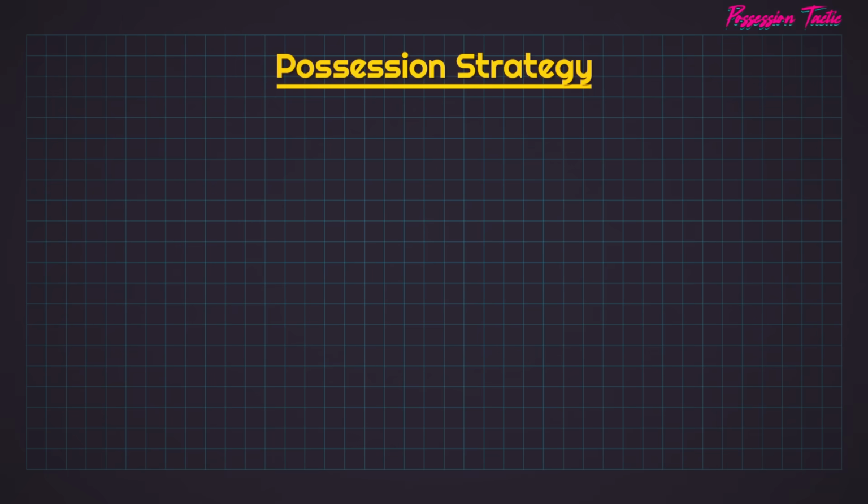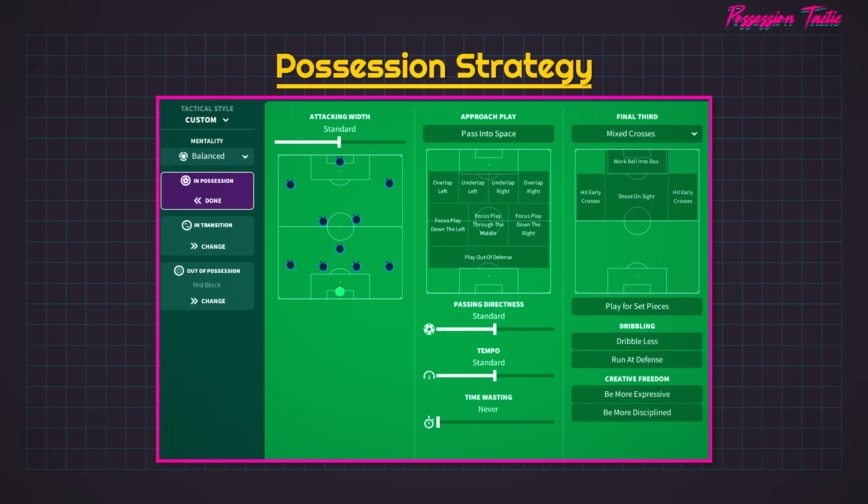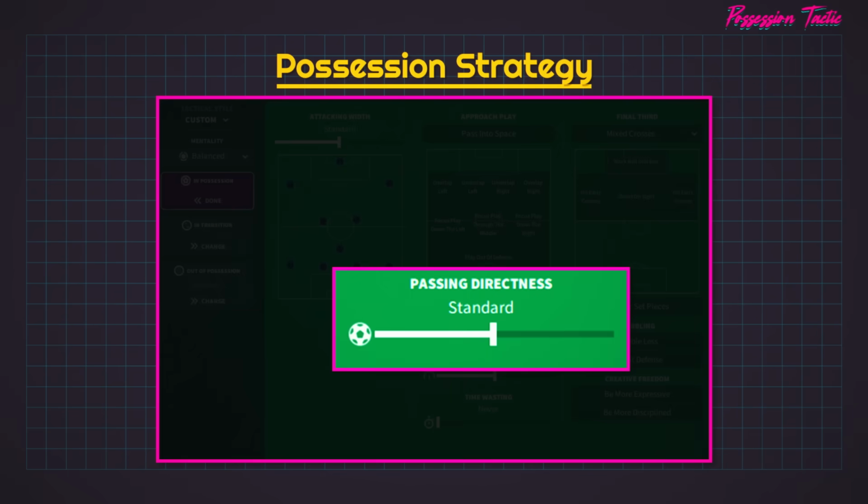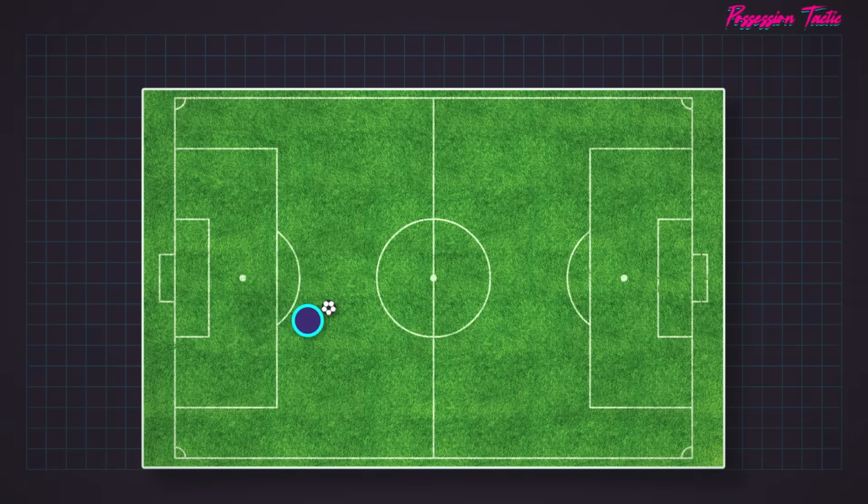In Football Manager terms, when trying to keep the ball, one of the biggest tactical instructions you can use is the passing directness slider. This tells your team the passing style you want to use, but what exactly is passing directness? Let's say we have one of our players on the ball and he has two teammates to pass to as we attempt to move the ball up the field.